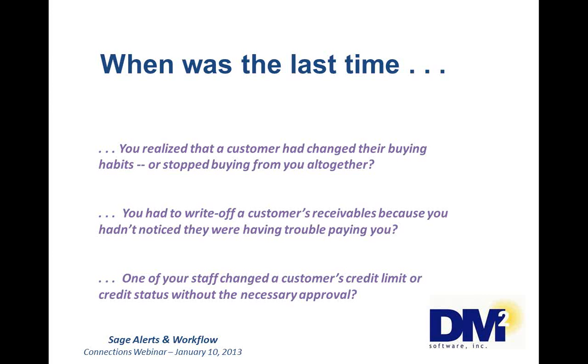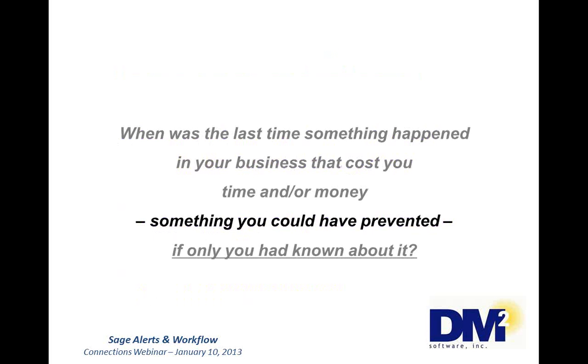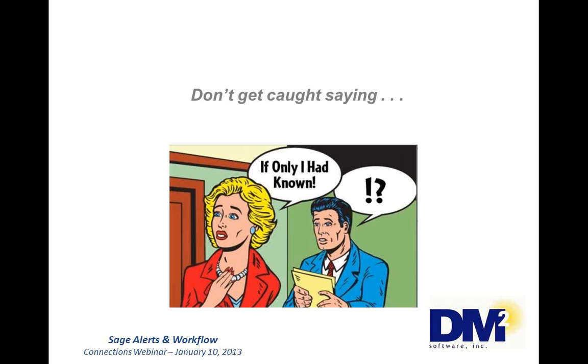And lastly, when was the last time one of your staff or colleagues changed a customer's credit limit or credit status, or changed some other critical piece of information, terms, code, etc., for one of your clients without first getting the necessary approval? Now, we can take those three informal questions and kind of reduce them to the following. When was the last time that something happened within your business that cost you time or cost you money, and it was something that you could have prevented if only you had known about it sooner?